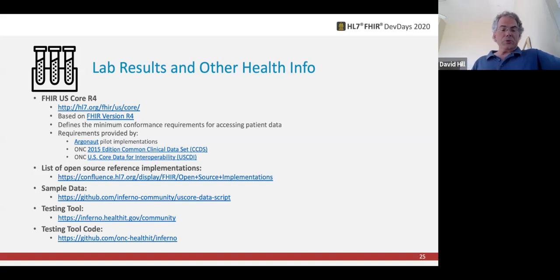There are a number of open source reference implementations, so I can't possibly show them all today. And there is sample data through the ONC Inferno tool. That's an open source tool that you can use. There's a web API that you can use directly, and you can also download the code and run it locally as well. That allows you to customize it. It's all open source, all under Apache 2.